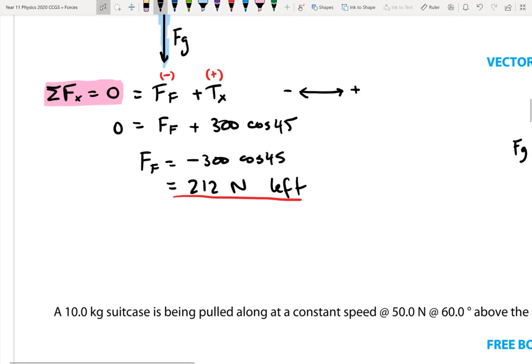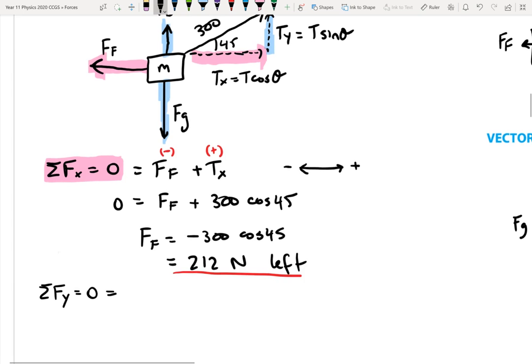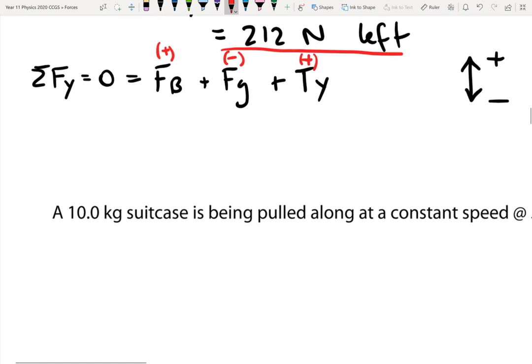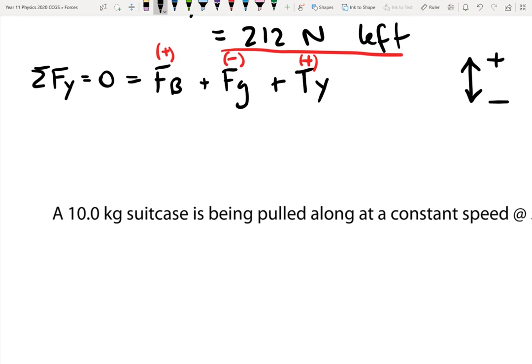Now let's solve for the verticals. Sum of forces in the y equals 0. Having a look at that diagram, we've got 3 vertical components. Doesn't really matter what order we write them in. FB plus FG plus TY. Now with this sign convention, our buoyant force is positive, gravity is negative, tension is positive. So, we write them out.